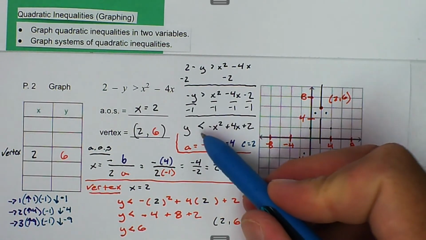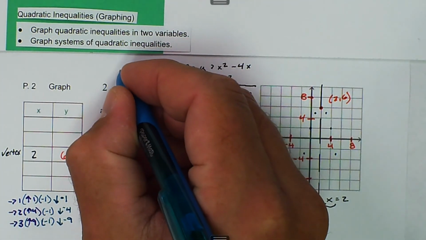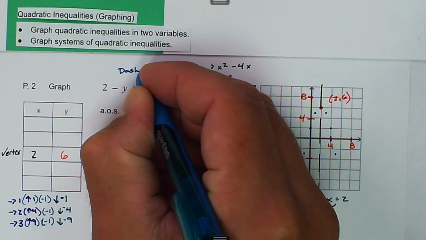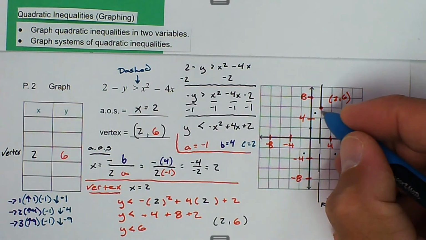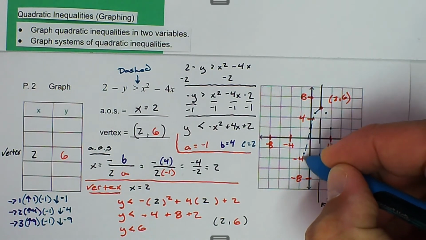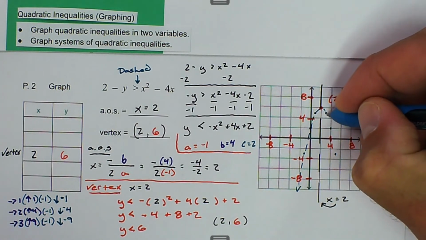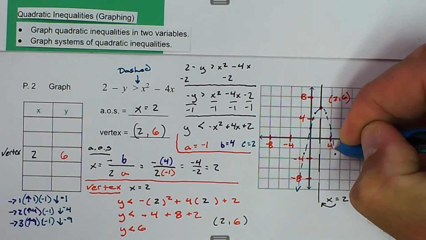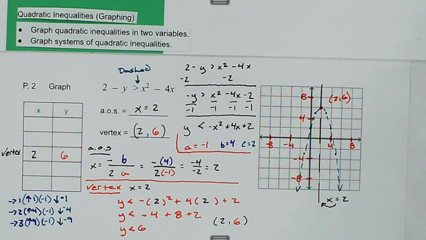Then we go back and check. This is going to be a dashed line because it's not equal to. We want to have a dashed line. So we have our dashed line, and now the last thing we have to decide is where to shade.